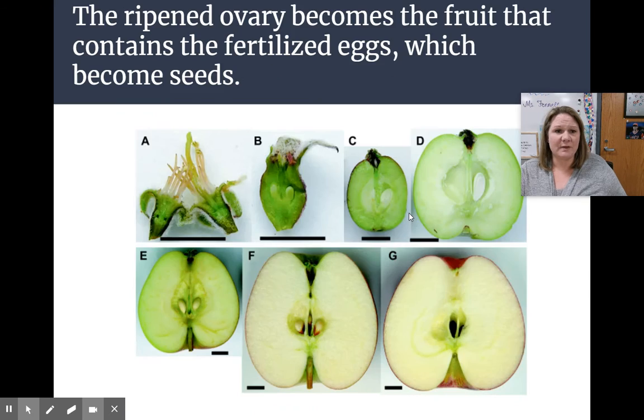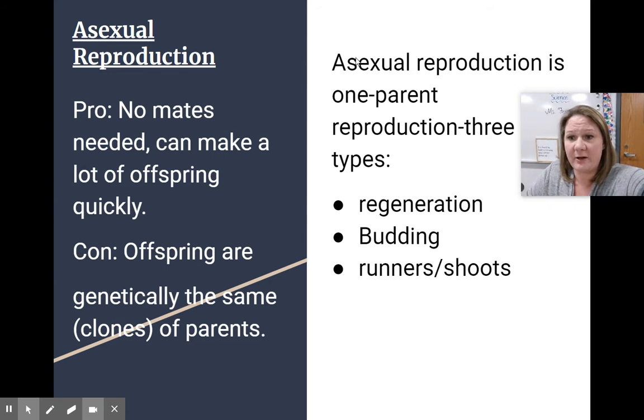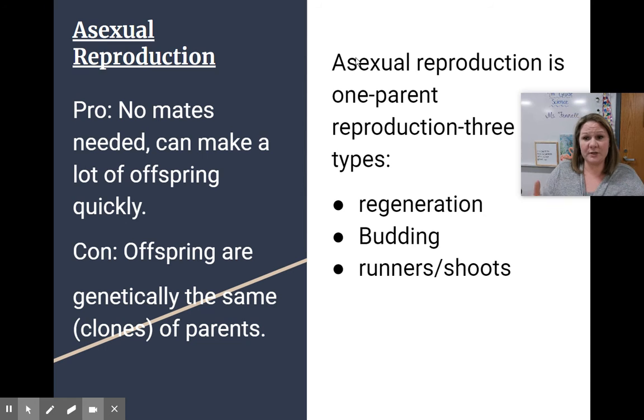The second kind of reproduction you might not be familiar with at all is called asexual reproduction. Asexual reproduction is just 1-parent reproduction. This is kind of mind-blowing. There are many living things that can just have 1 parent reproduce offspring without having a mate.